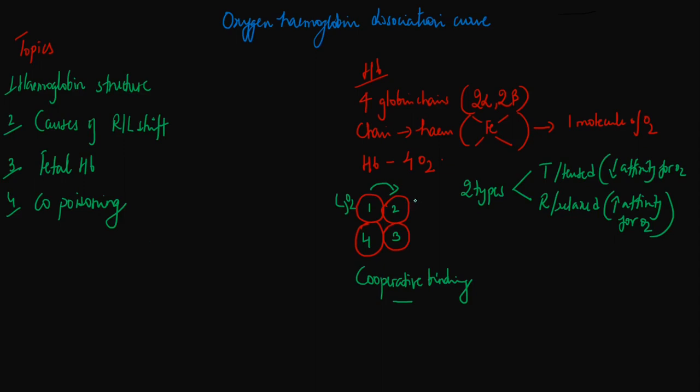And once the second one is bound to oxygen, it then makes it easier for the third oxygen molecule to bind. And finally making the 4th molecule of oxygen easiest to bind. Therefore, any one molecule of hemoglobin has the highest affinity for oxygen once the first 3 subunits have already bound to oxygen. So let's have a look at the oxygen hemoglobin dissociation curve on the next slide.